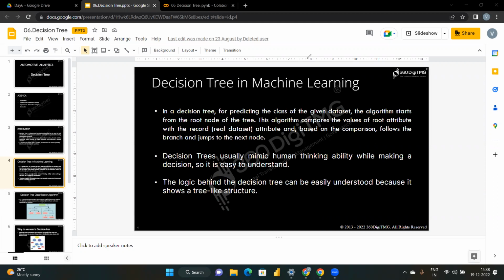So the first thing I was explaining is how decision trees work.